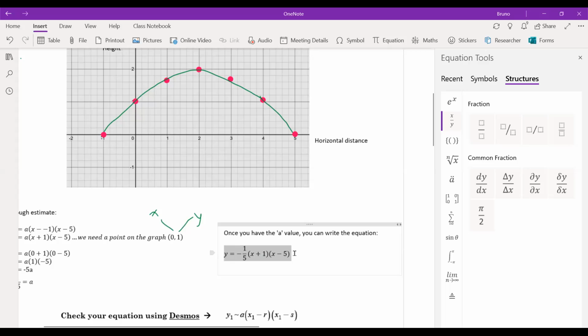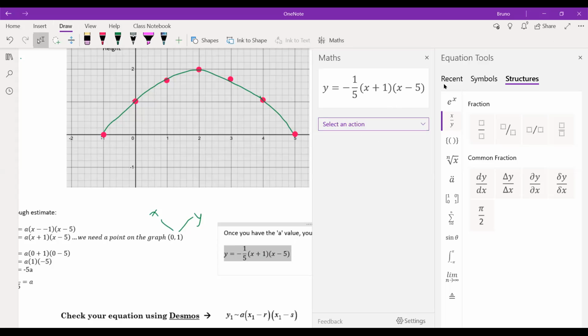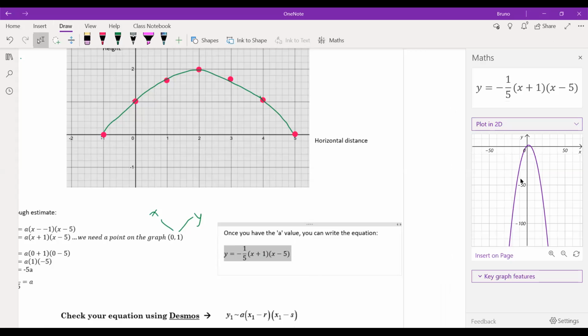Now, what I'm going to try to do is I'm going to see if we can get, oh, look at that. So we managed to get OneNote to come up with the equation there. I'm going to try to plot that and we're going to compare it.